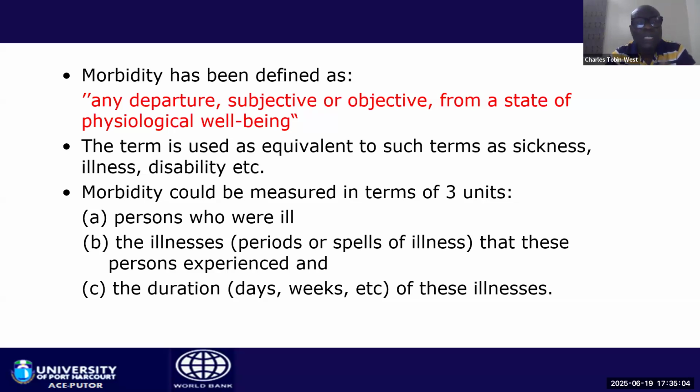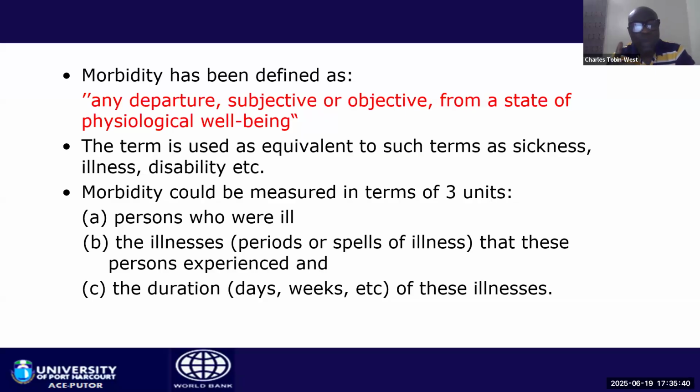But you can have objective departure. Somebody is running a temperature. You can measure and see that the temperature is above normal. Or somebody is hypertensive. You can measure and find out that the blood pressure is raised. So that is objective. So any departure, be it subjective or objective, from the state of physiological well-being is called morbidity. The term is used as equivalent to terms such as sickness, illness or disability.